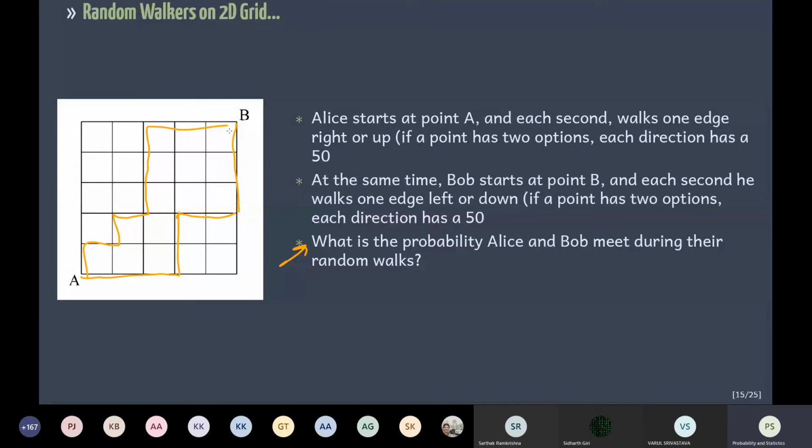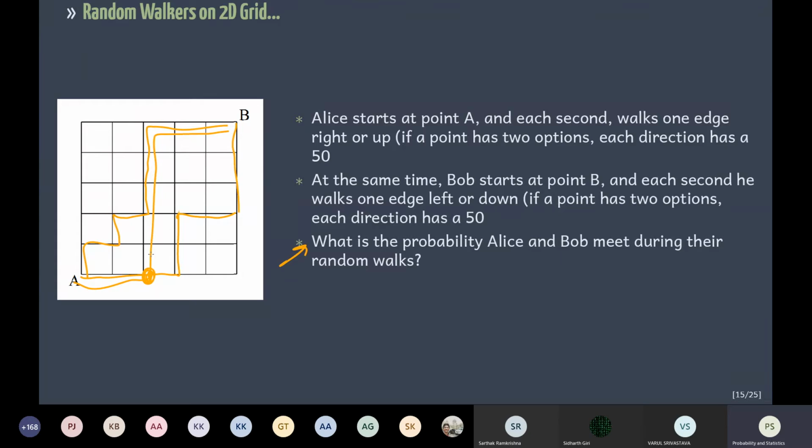So for example, one way they could have crossed the path is like this. If Bob goes like this and then he goes like this, they cross the path here, but they did not meet at the same time. So the question is when they will meet at the same point at the same time, and what is the probability of that happening. So this is the problem, and it is a slightly tricky problem.